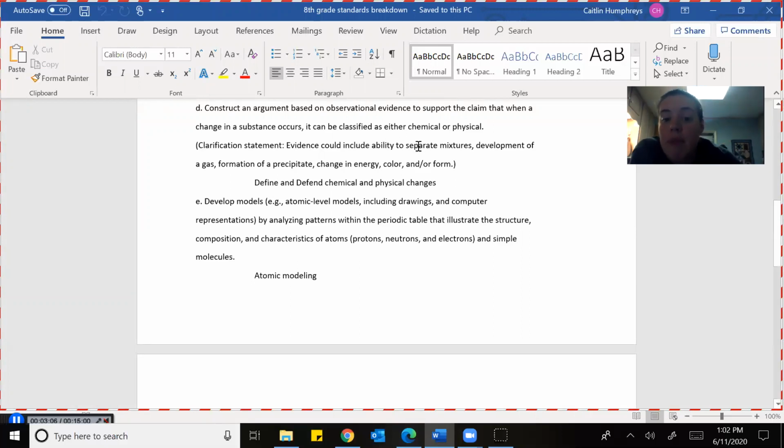The evidence that we're talking about is separating a mixture. You're going to see today when I separate salt and water. The development of a gas that you're going to see today when we mix baking soda and vinegar. The formation of precipitation, which we can do by boiling water. Changes in energy, color, or form. You're going to see a change in form today right at the beginning here. We're about to make ice cream. We are going to change something from a liquid to a solid.